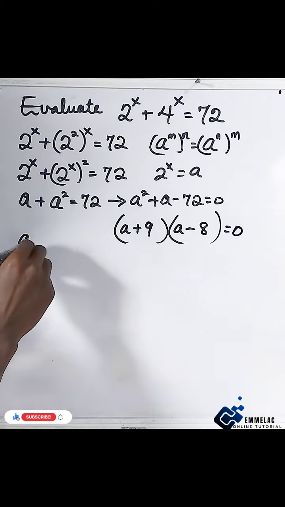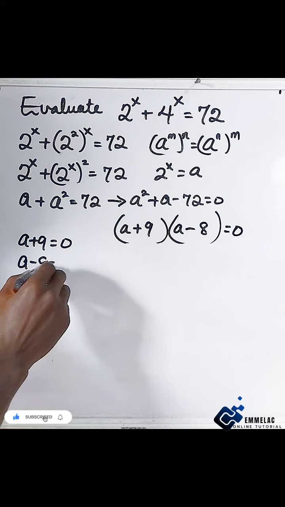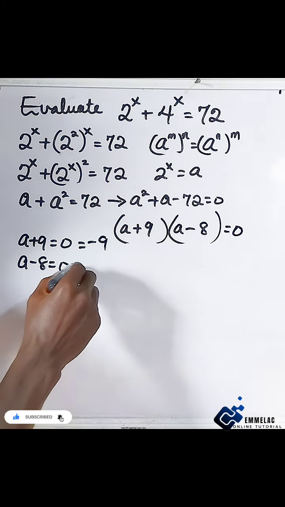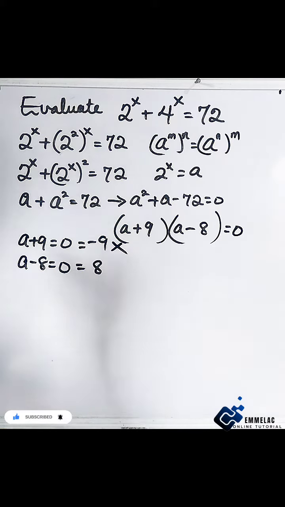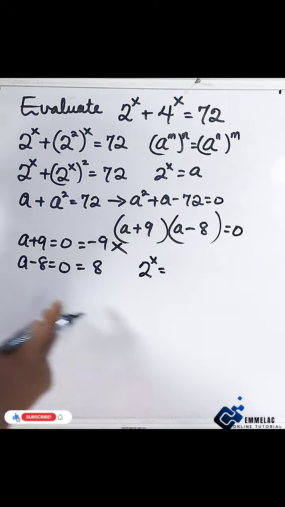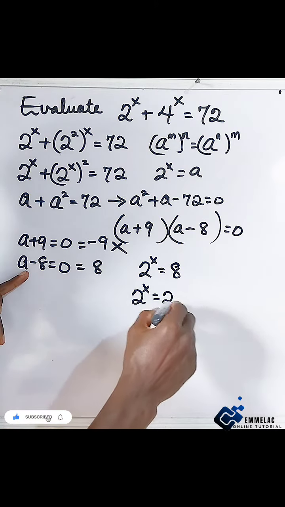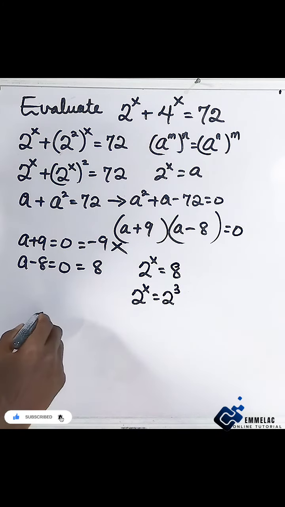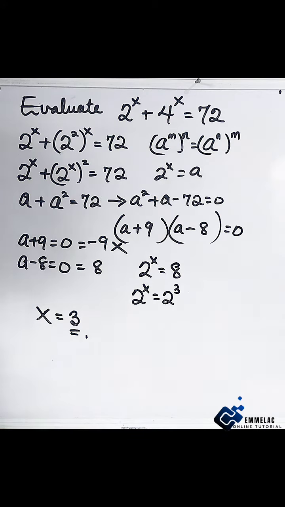Which implies that a plus 9 equals 0 and a minus 8 equals 0. This will give us negative 9 and this will give us 8. Now we can't make use of this because it's a negative value. And as such, 2 raised to the power of x equals our a, which is 8. So 2 raised to the power of x equals 2 raised to the power of 3. And at this point, x equals 3. Alright, thank you and God bless you.